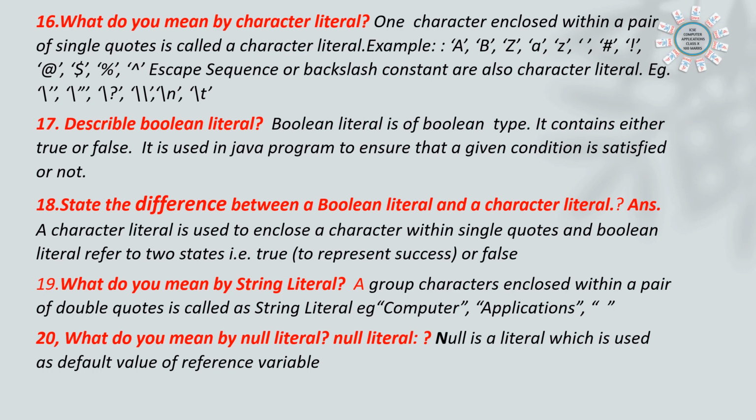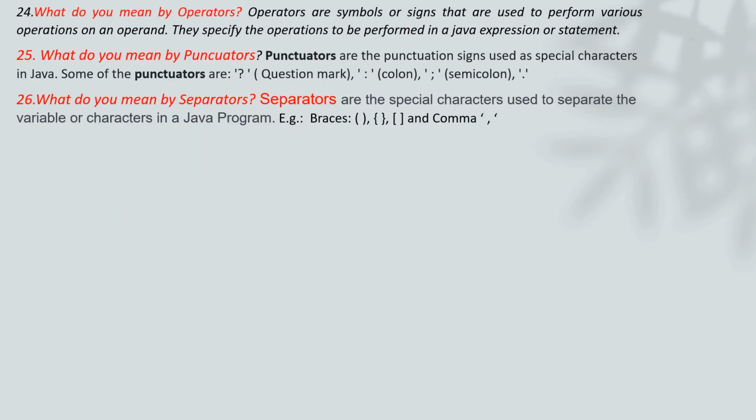And string literal definition, group of characters enclosed in double quotes. And null literal, which is used as default value of reference type. So the definition is just one word. Keep in mind, study this one word, understand. So if it is asked, you can write properly. You have to study definition of token and definition of all tokens. That means definition of keyword, literal, identifier, operator, and punctuator.